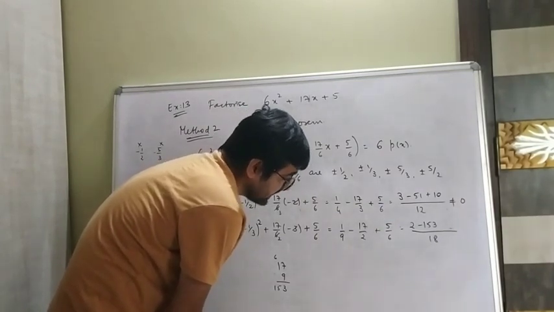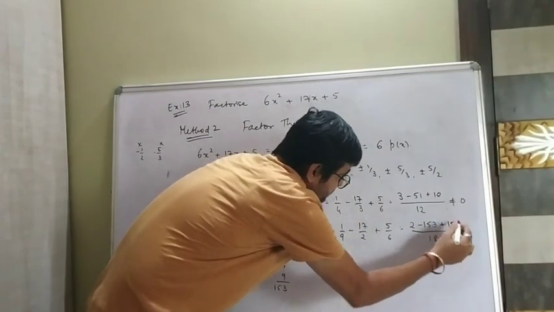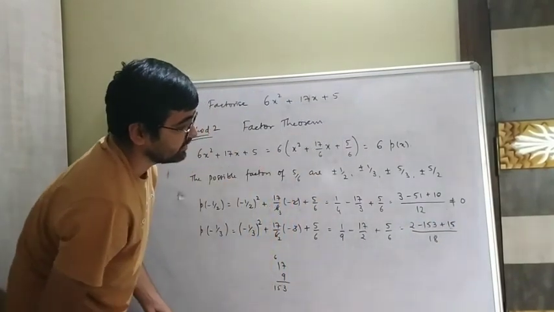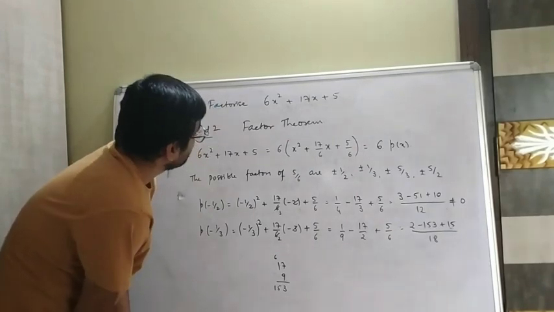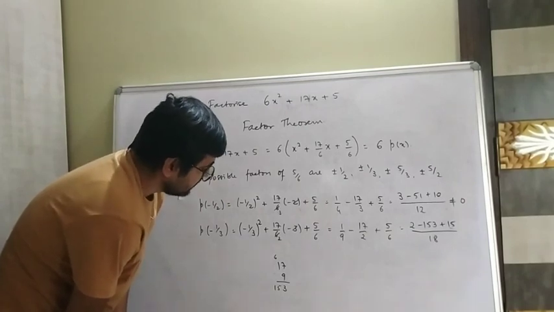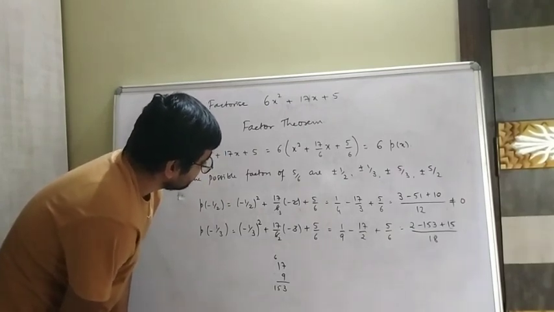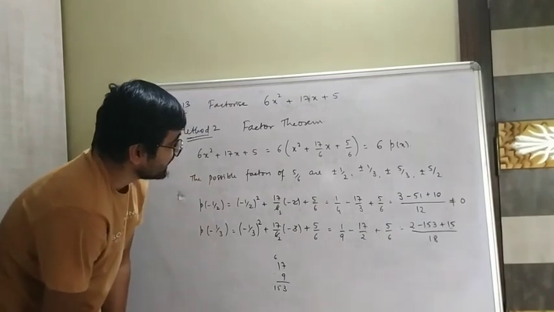So 5 by 6 will be 6 3s are 18. This will be plus 15. 5 3s are 15. Yeah. So I am getting something wrong here. X square minus 1 by 3 will be 2. So x square is minus 1 by 3 square plus 17 by 6 into minus 3.